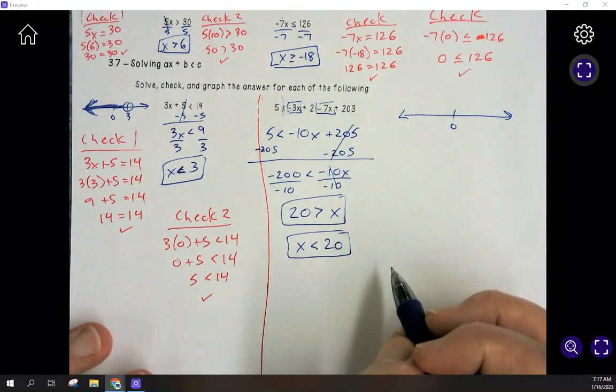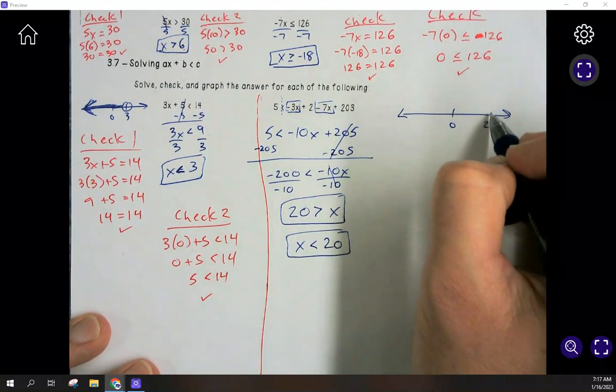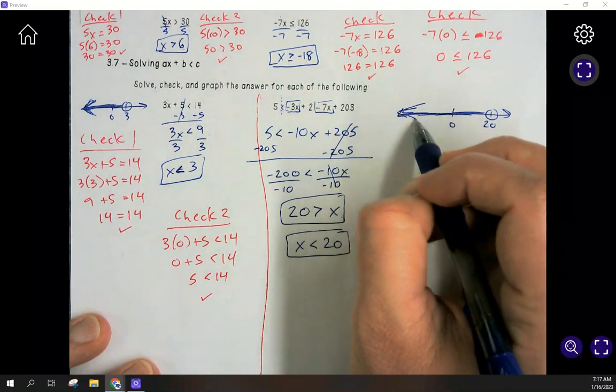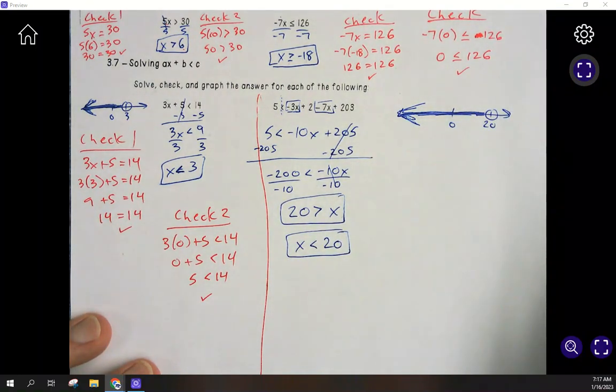Okay, graphing it. Here's 0. 20 is going to be way up here. It's going to be an open circle. This says less than 20. We're going down. I noticed that 0 is in my solution set, so I can use it for check 2.